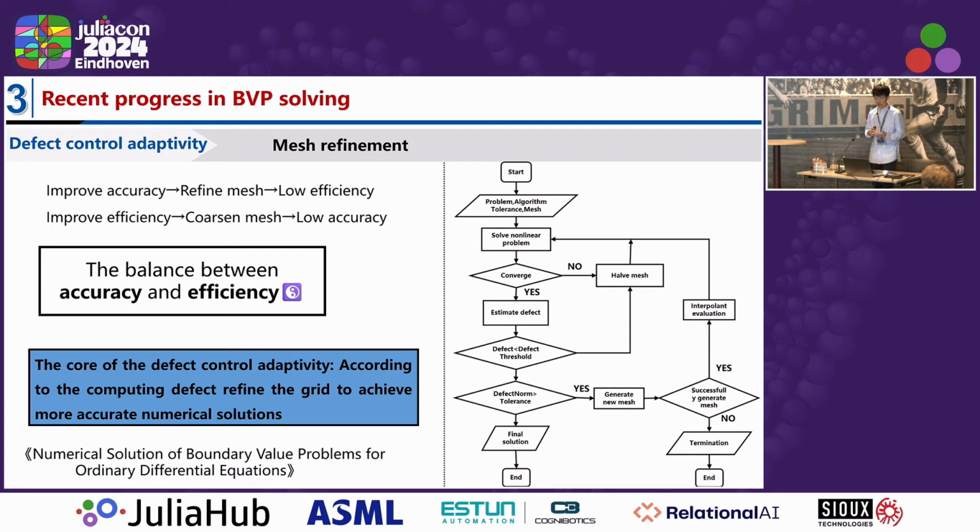So the core of the defect control adaptivity is based on the computed defect. The defect is just the measurement of how the numerical solution from nonlinear solving fails to satisfy the original differential equation.